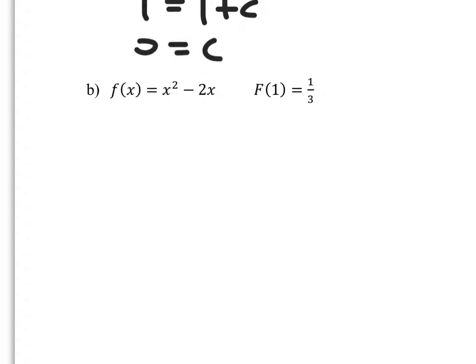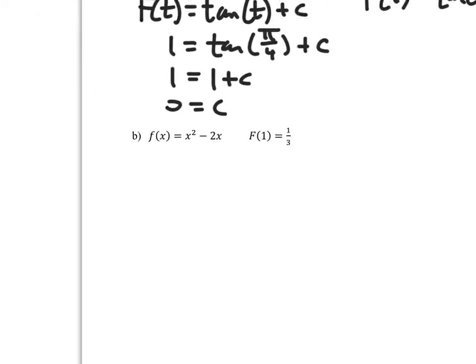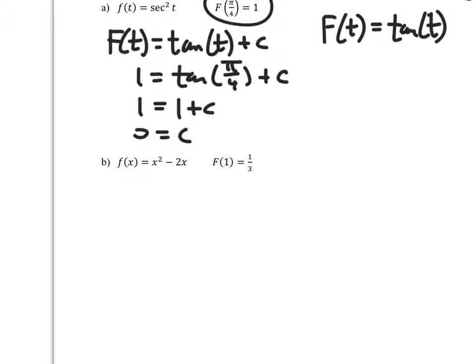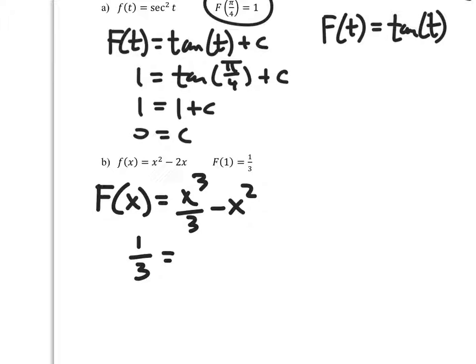All right, let's use the following. So if f is this, and big F of 1 gives us 1/3, then what we'll do is we'll take the antiderivative of this, so big F of x will equal x cubed over 3 minus x squared. Derivative of that, yep, that would work out. So big F of 1 equals 1/3. So 1/3 equals 1 cubed over 3 minus 1 squared. Don't forget plus c.